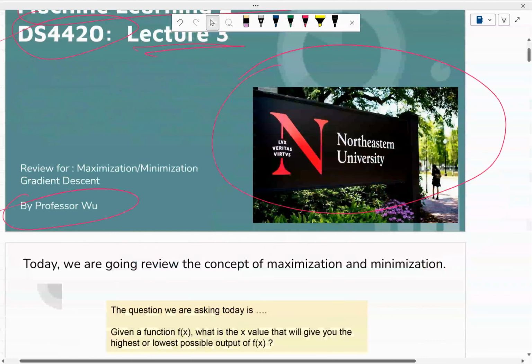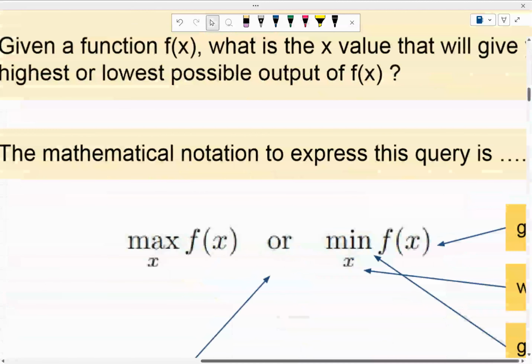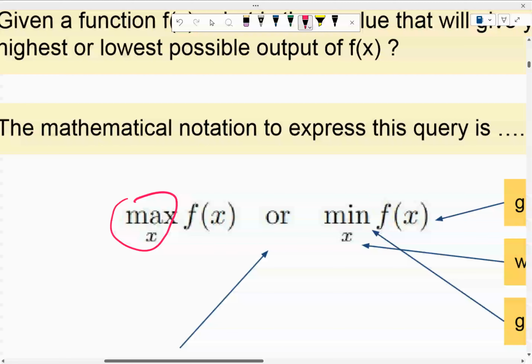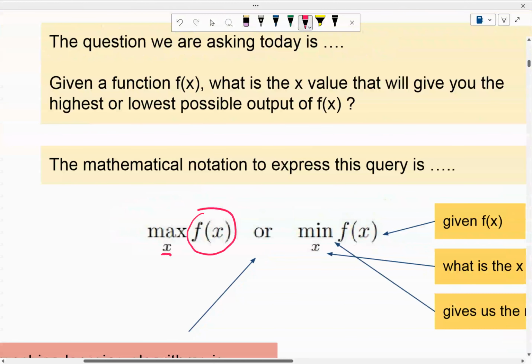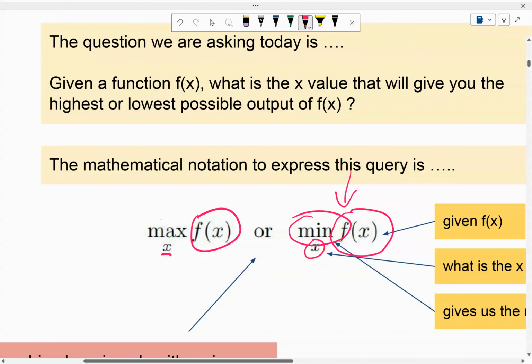Today we're going to review the concept of maximization and minimization. Hopefully, you learned this already from calculus. When you see something that looks like max of some function, what it's saying is that we're trying to find the x such that the function f of x is maximized. Conversely, here we're trying to find the x such that f of x is minimized. These are called optimization problems, where you're trying to find the optimal, the highest or the lowest point of some function.